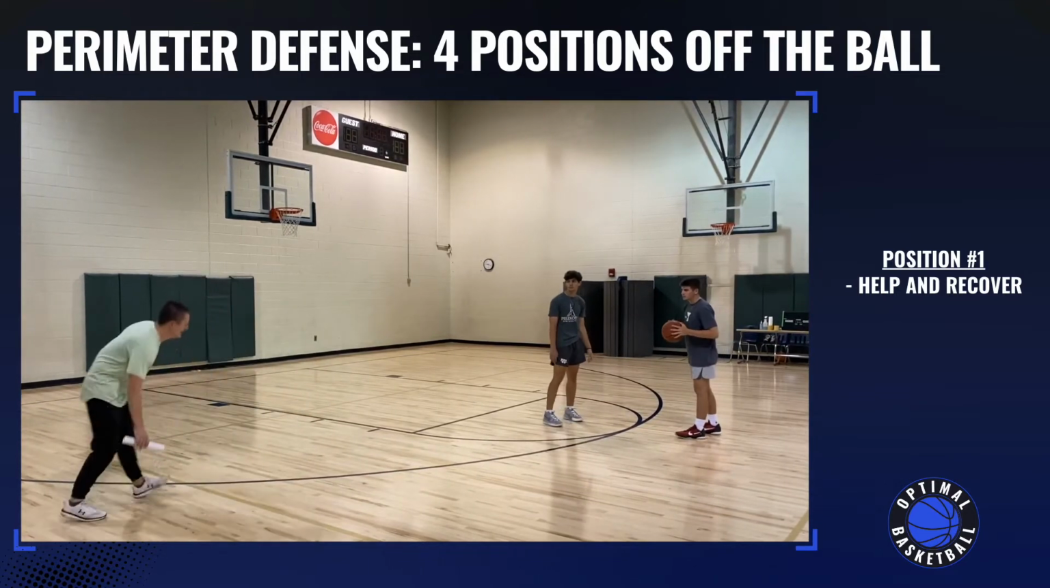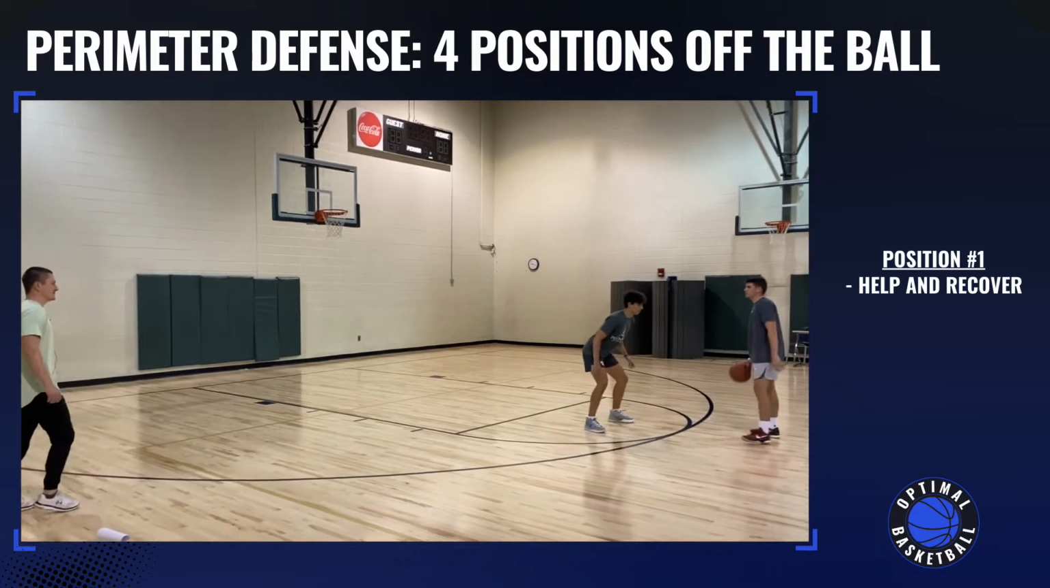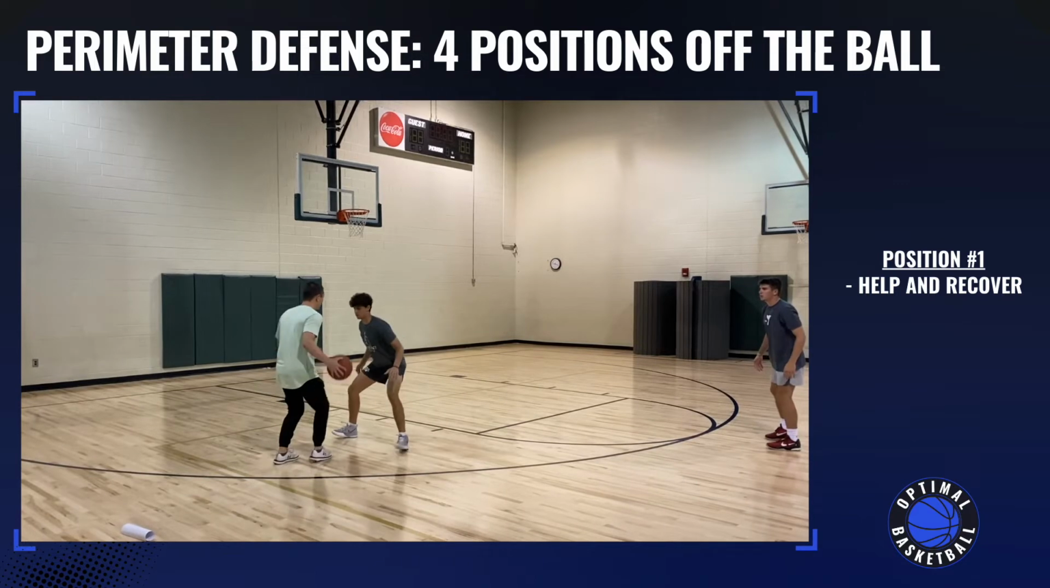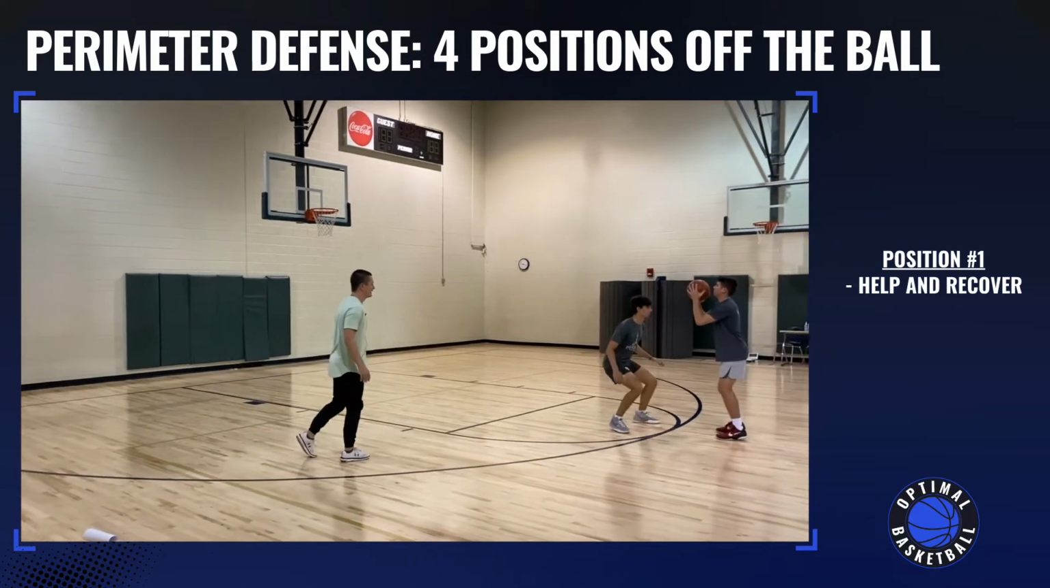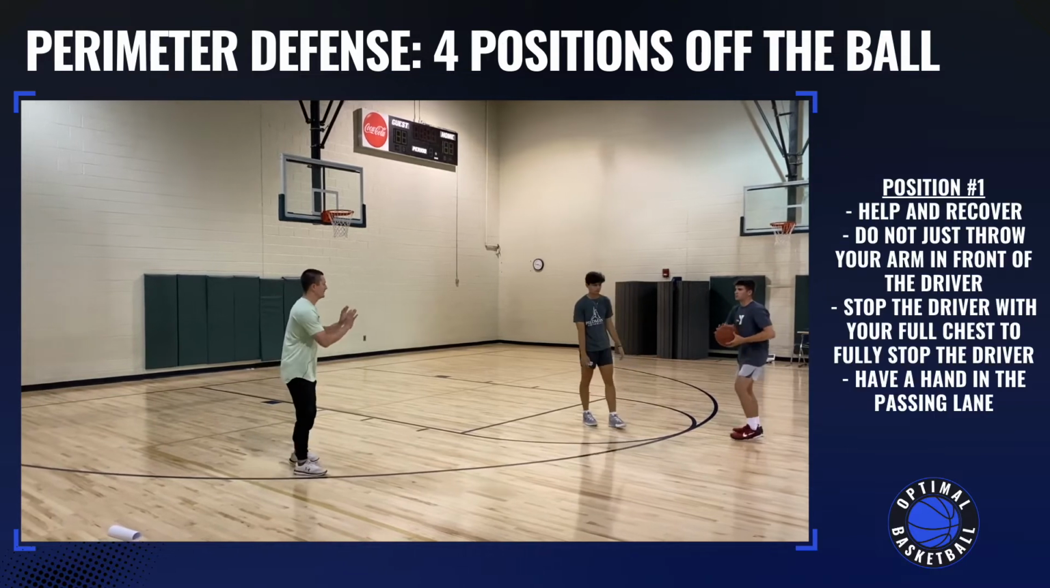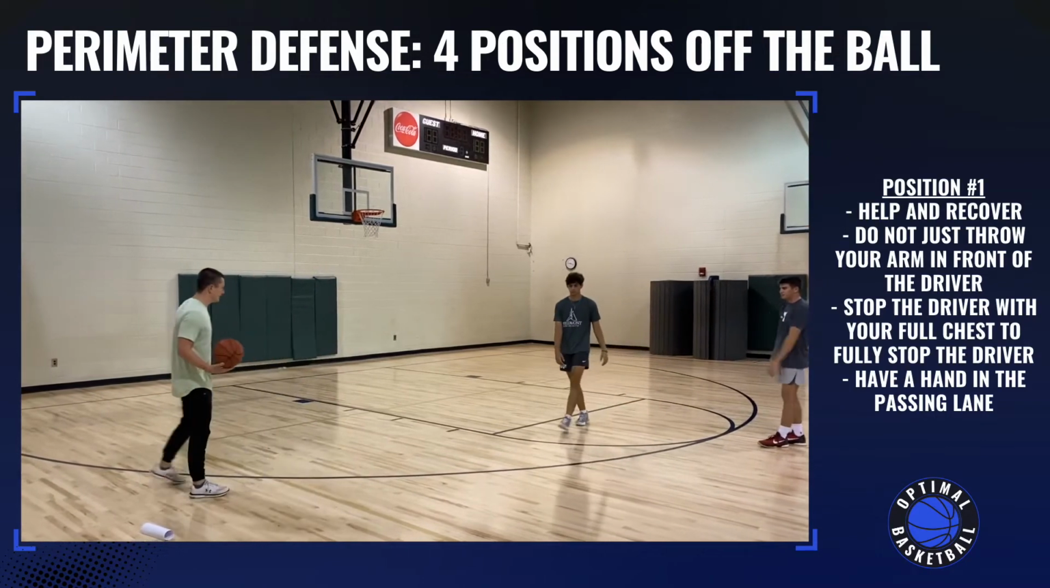So that's basic help and recover position. Let's just do that kind of half speed. So I'll catch it and do like a half speed drive. So catching here, now I'm driving, he cuts me off all the way, I pass it back out, and now he's back matched up.